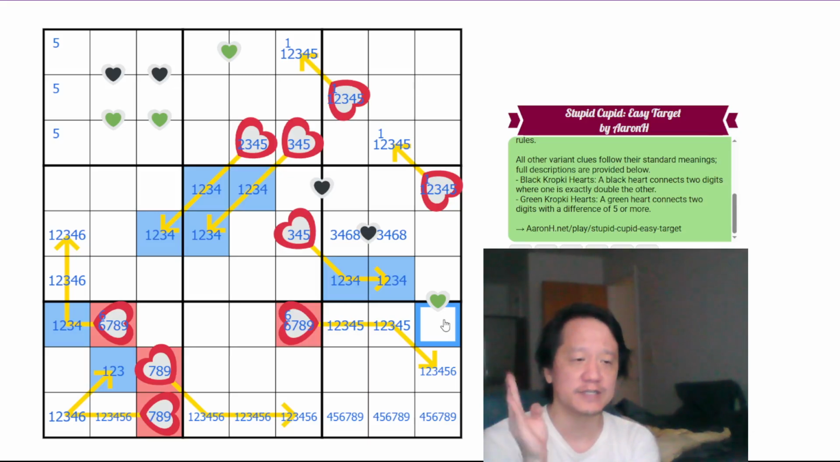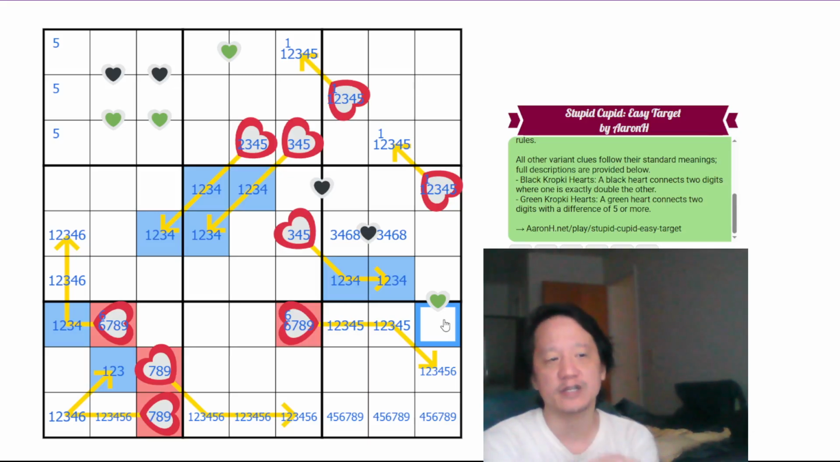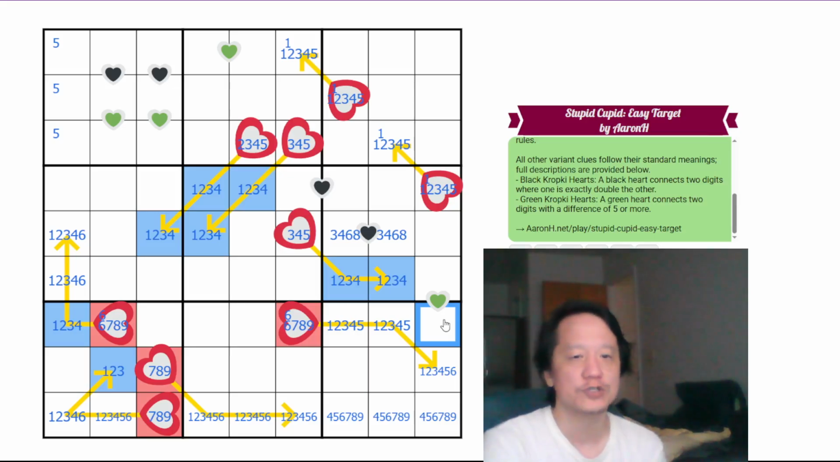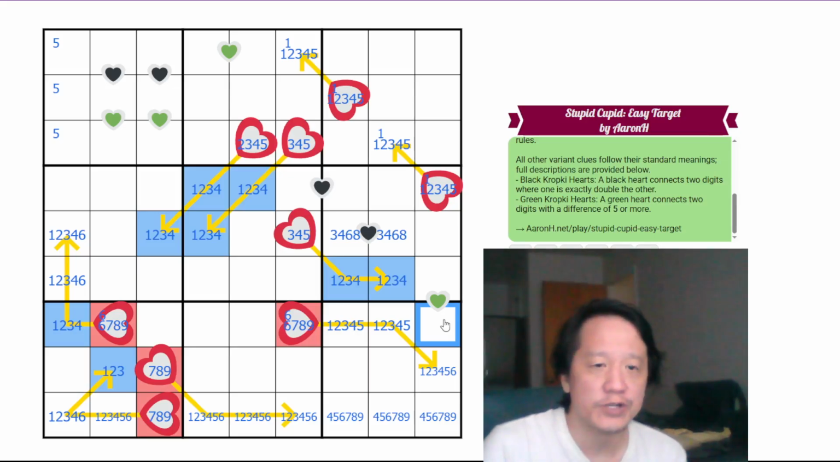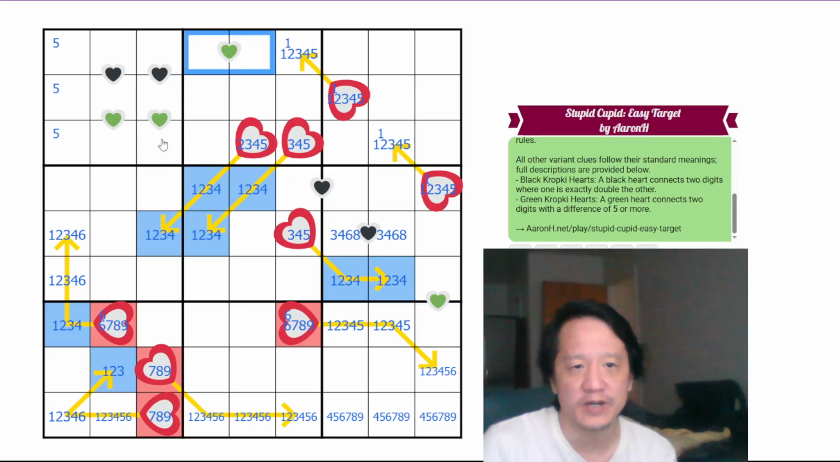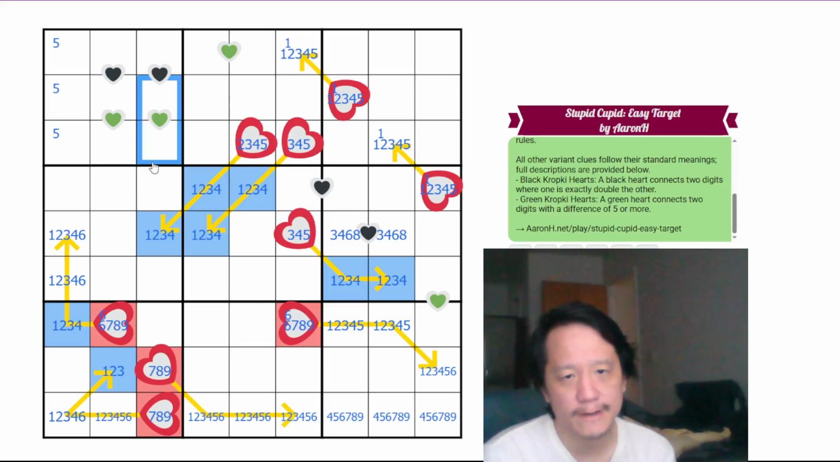And if you take a look at 6 through 9, what digits can be next to those high digits? 6 can be next to 1, 7 can be next to 1 or 2, 8 can be next to 1 through 3, and 9 can be next to 1 through 4, all of which are low digits. So we know this is a low-high digit pair here for every pair of green Kropke hearts.